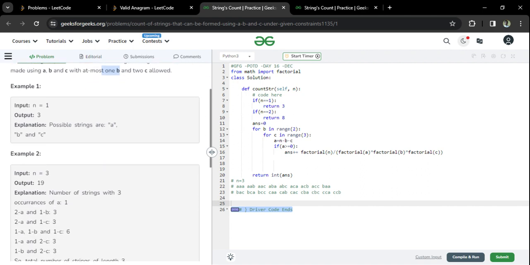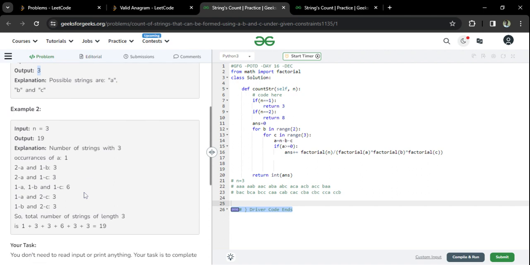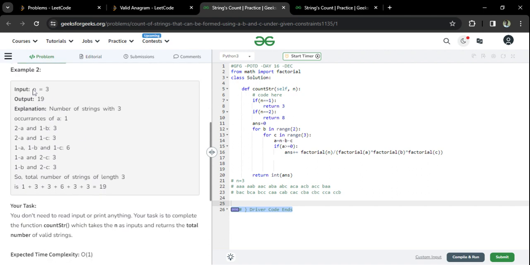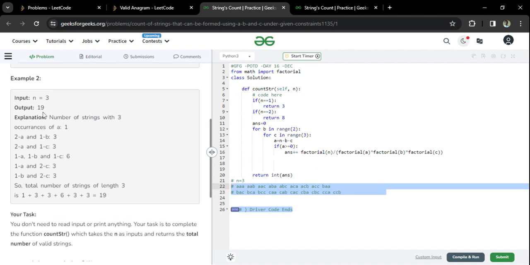We'll see some of the examples. First one is n equal to 1. You must be knowing that when n is 1, there can be only one literal, right? So there are only three possibilities, right? There can be a, b, or c. So the answer is 3. Now coming to n equal to 3. I have made some of the possible strings here. You can count them for your reference, and the answer is going to be 19.